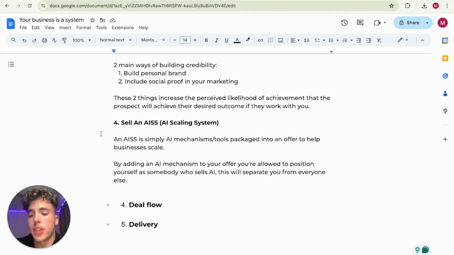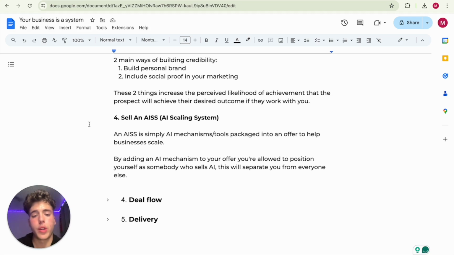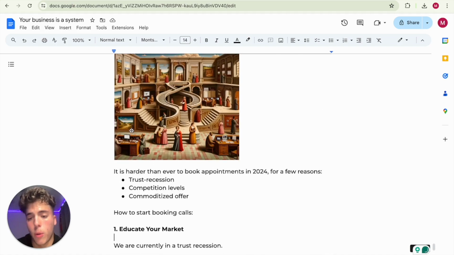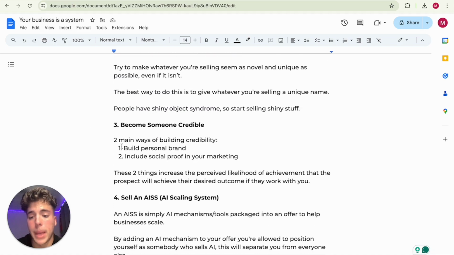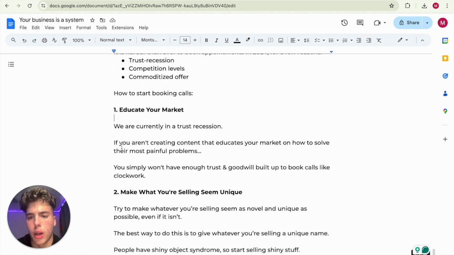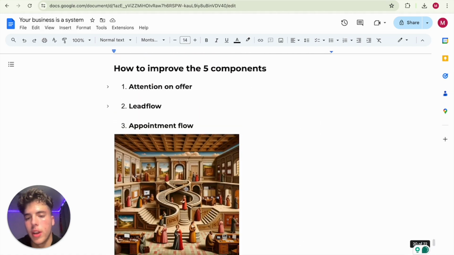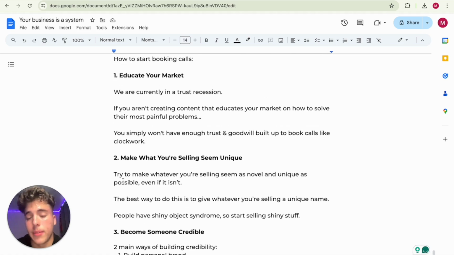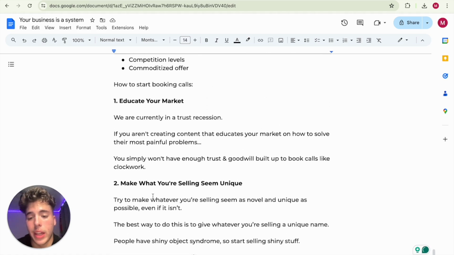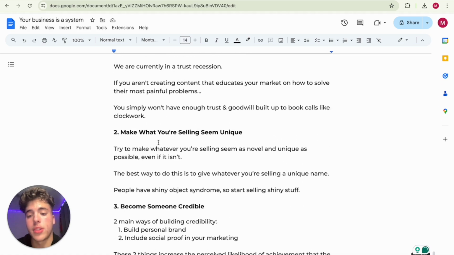The fourth one is to actually sell an AI scaling system. If you don't know what an AI scaling system is, it's simply AI mechanisms and tools packaged into an offer to help businesses scale. By adding an AI mechanism to your offer, you're allowed to position yourself as somebody who sells AI, and this is going to separate you from everybody else. So those are the four main ways to book calls. If you want to get more appointments, I definitely take a look at if you have any of these four methods implemented, and I'd start implementing them right now.